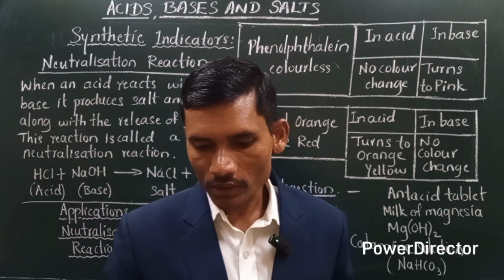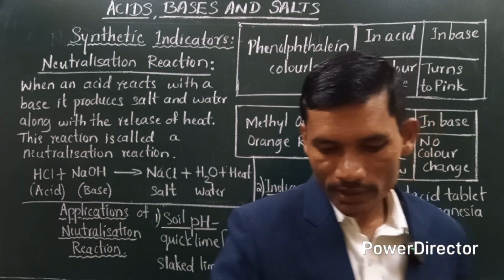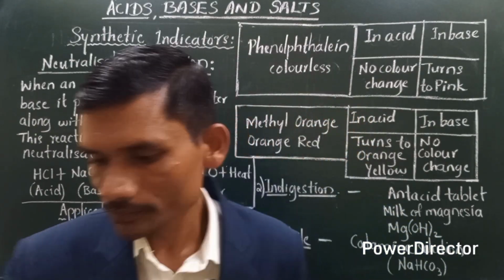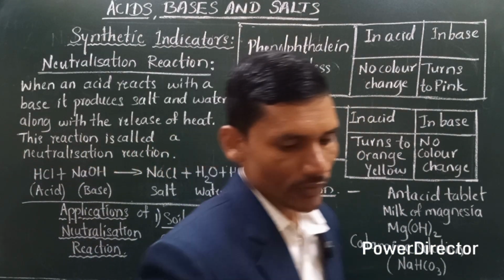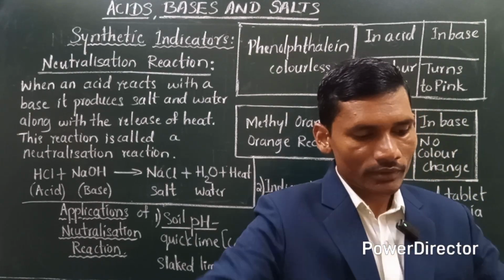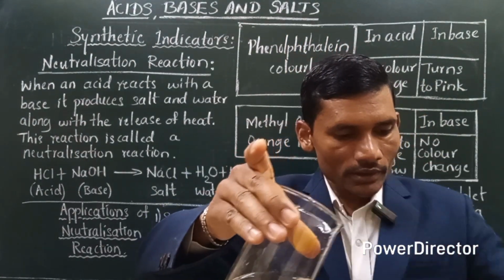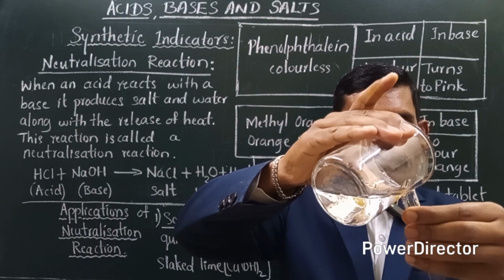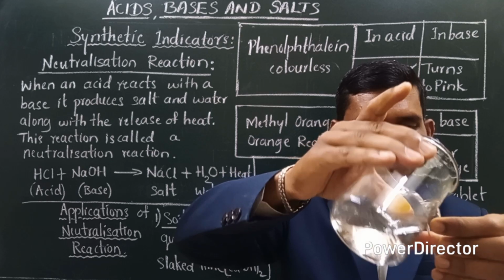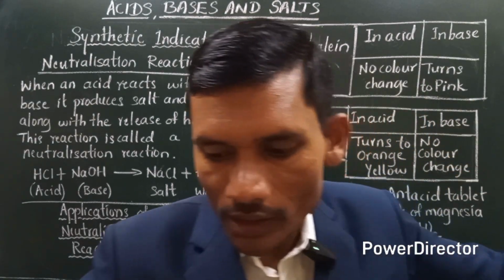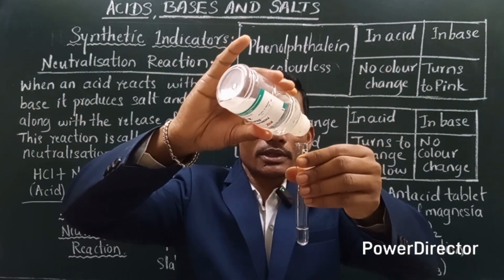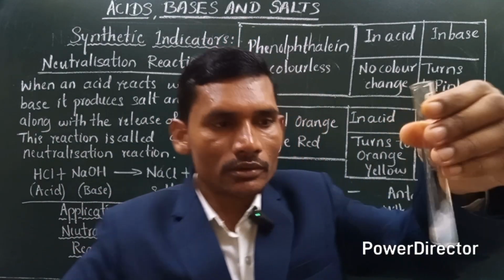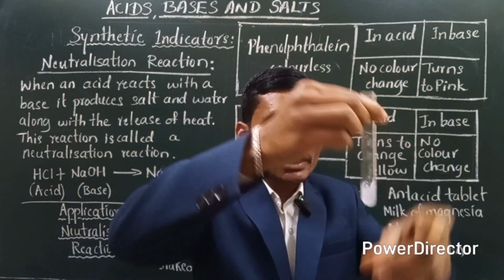Now we'll go ahead and test what color it changes to when methyl orange is added to acid. Let us take sulfuric acid here. I'm putting phenolphthalein in this. What happens? Is there any change in color? No, there is no change. It is just colorless.